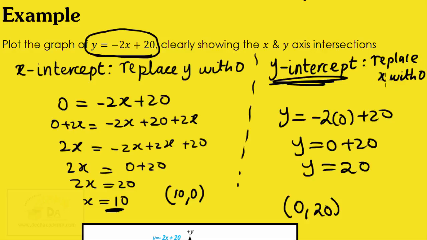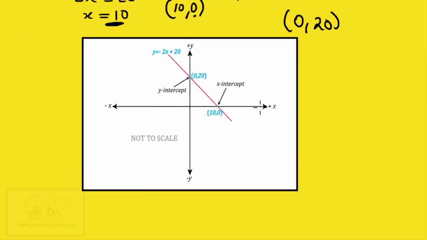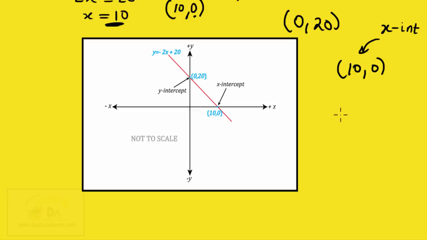The x-coordinate is 0, which is why I replaced x with 0. Here, the y-coordinate of the intercept was 0, which is why I replaced y with 0. So I've done the plotting for you. We expect to have an x-intercept of (10, 0). X-intercept, I'm going to call it x-int to shorten it. And a y-intercept of this.